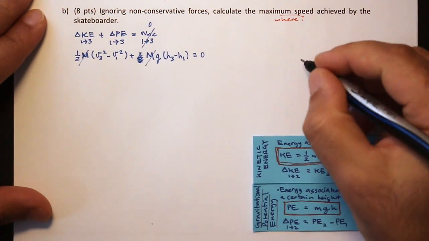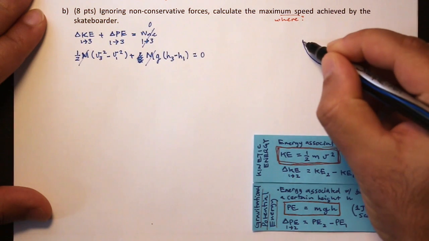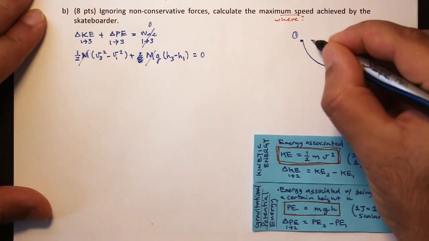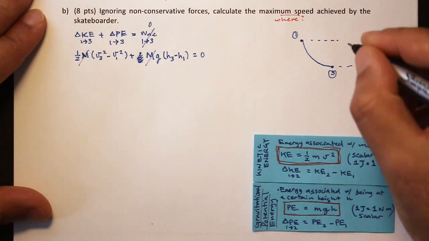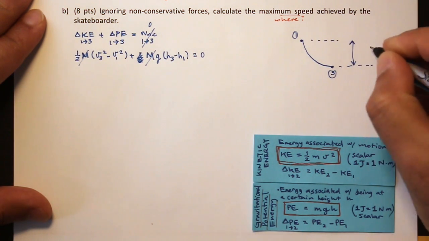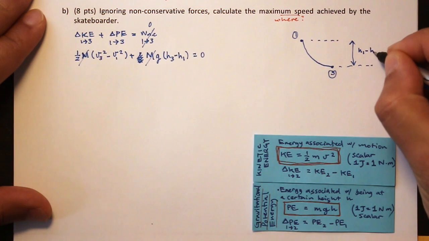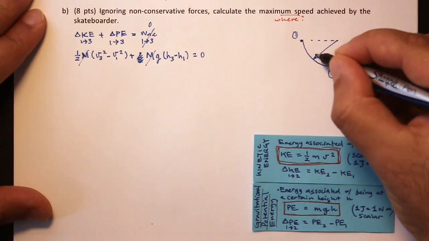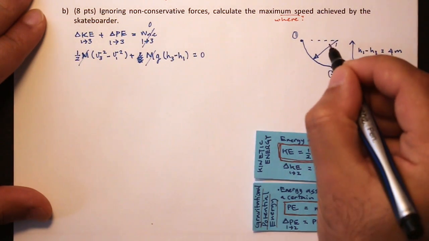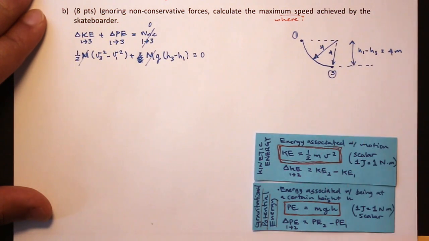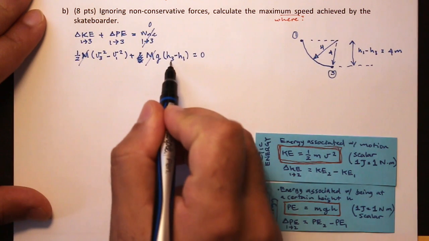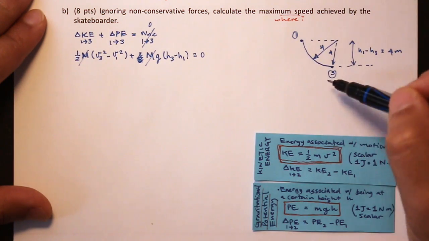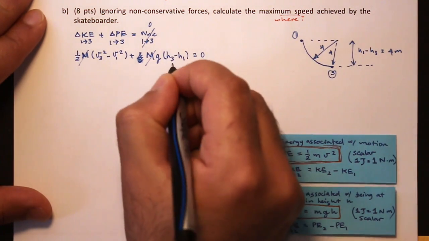If I just redraw this very quickly, this is position 1 and this is position 3, and I could choose my h equals 0 anywhere. All that matters is the difference between the two, and h1 minus h3 is equal to 4 meters, which is the radius of this arc. So this is 4, this is 4. At the lowest point, it will be 4 meters. So the difference between h3 and h1 is 4 meters. However, 3 is lower than 1, so this is minus 4 meters.